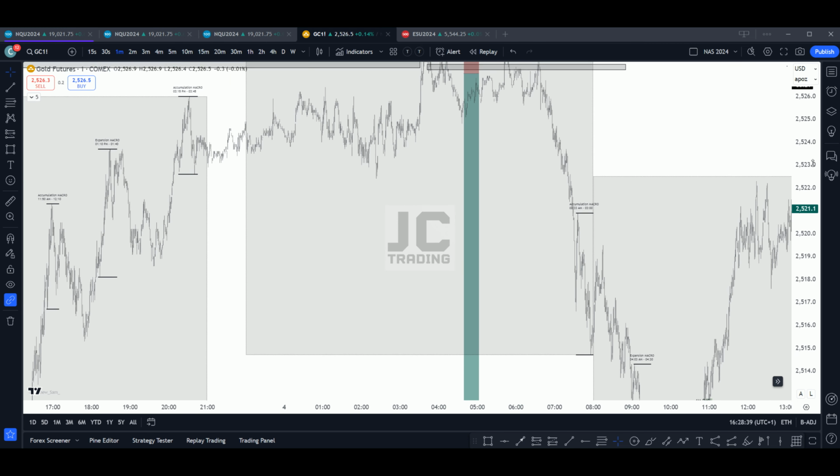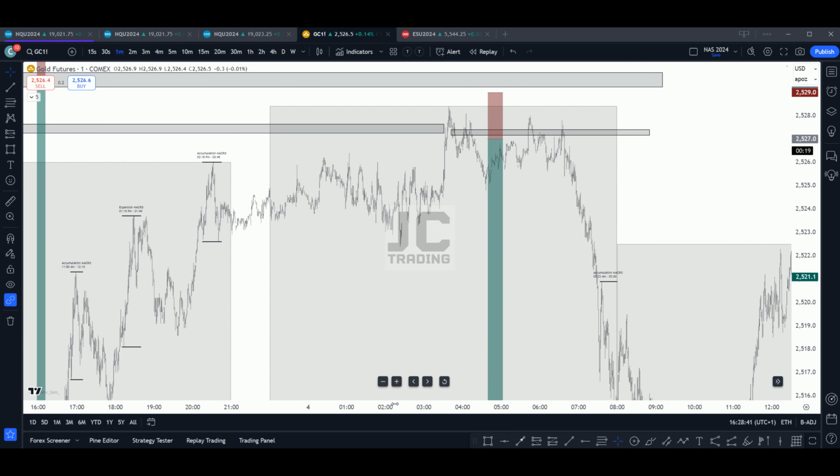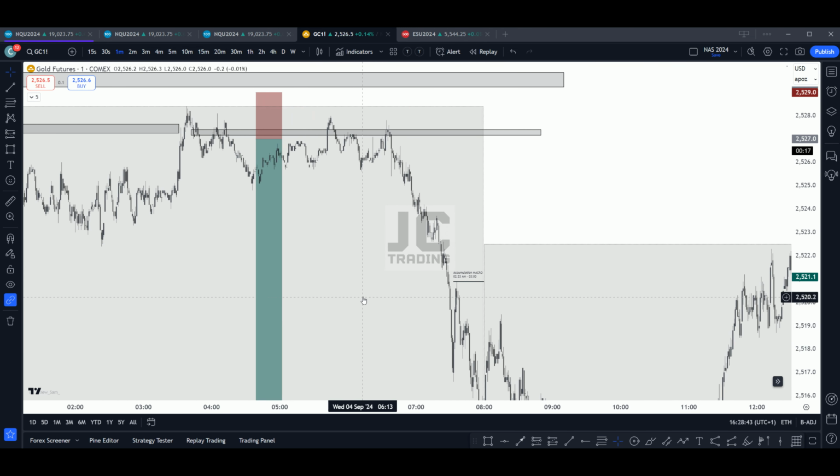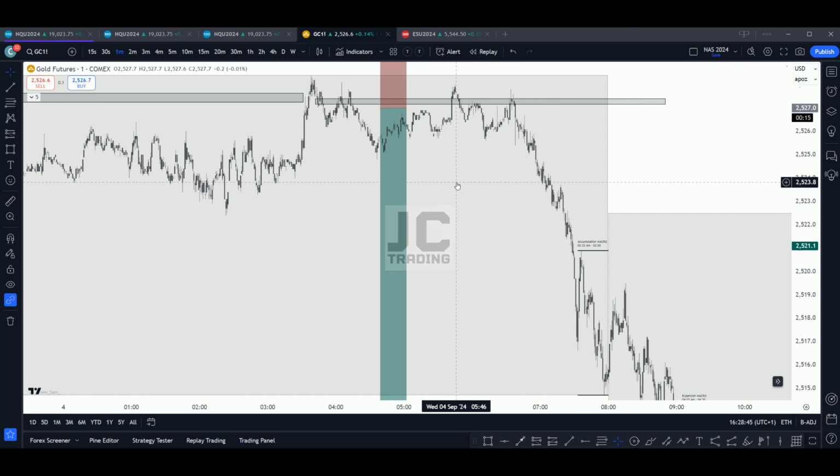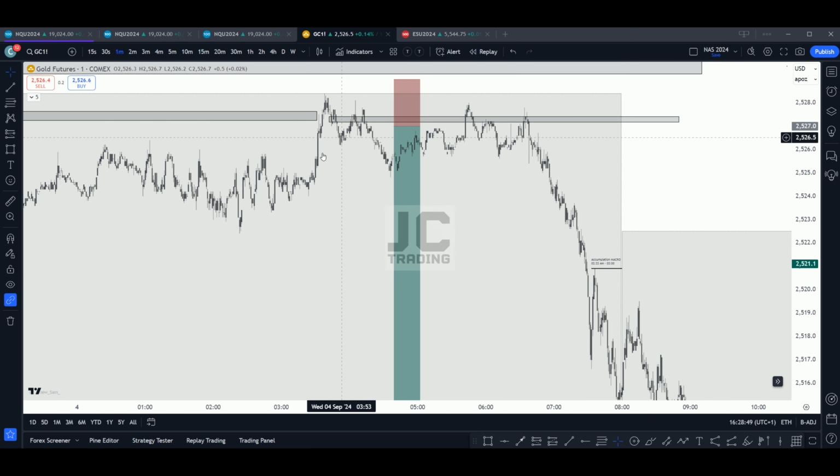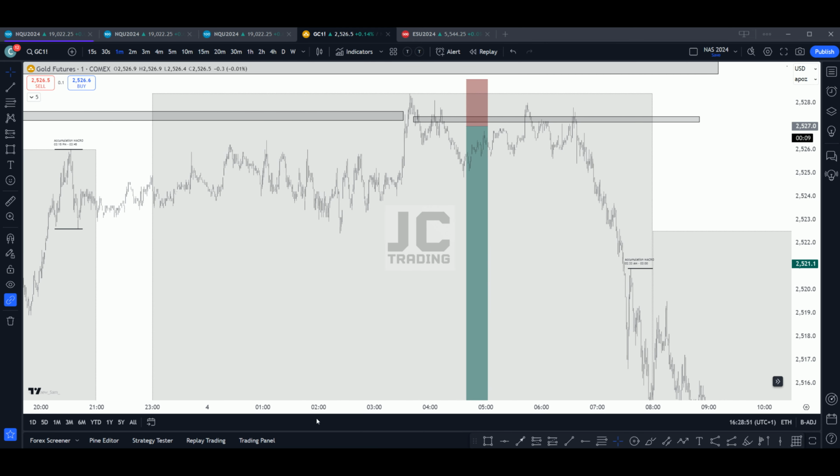This was a very, very nice trade. I didn't take this, for full transparency. It would have been around 5:45 in the morning for me. It was in Asia, but it was absolutely textbook.